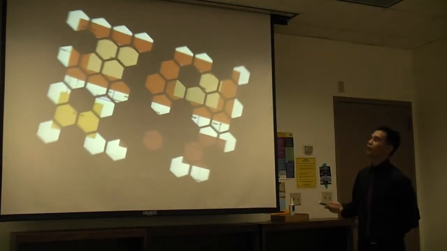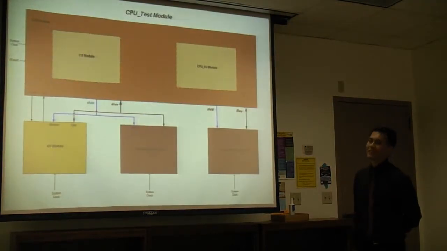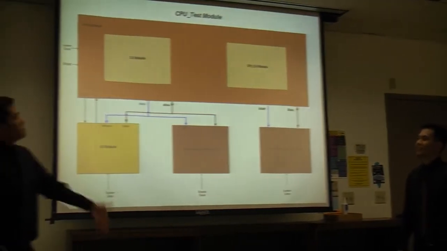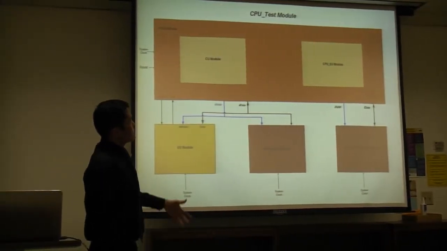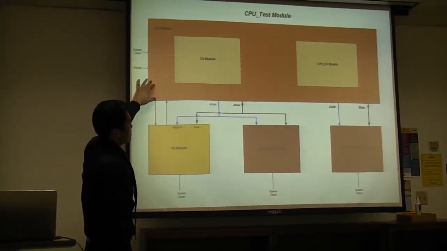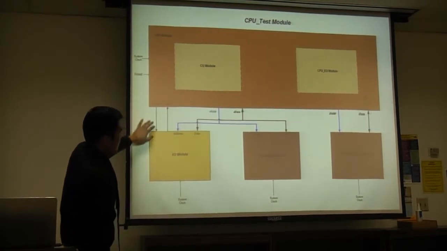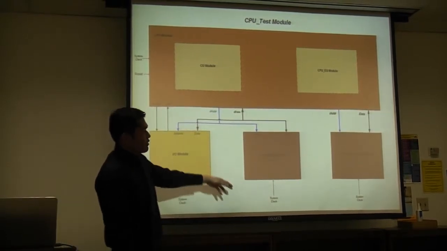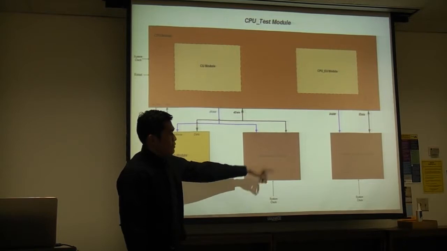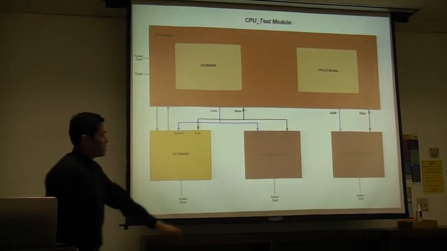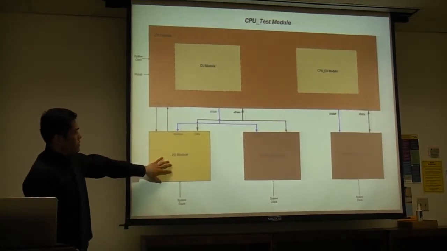Alright, and Paul will go over the next part. So this is our top module. Pretty much our CPU contains a CU and a CPU EU. And we have the hardware architecture. We have data memory and the instruction memory separated. And we have the I/O module right here.